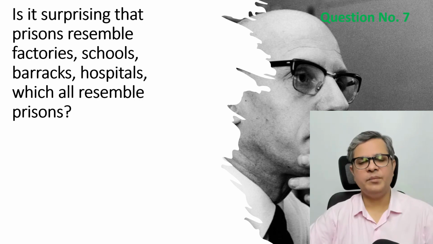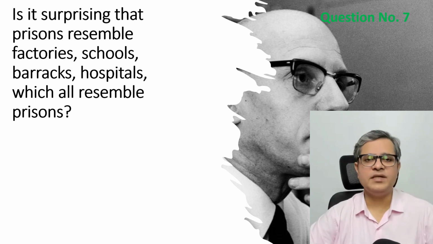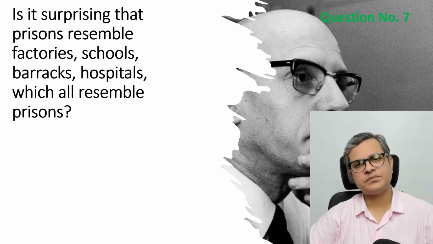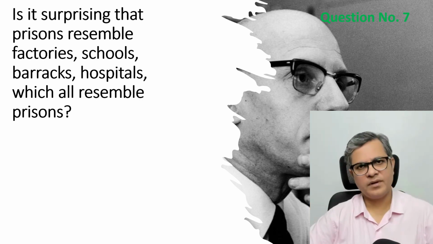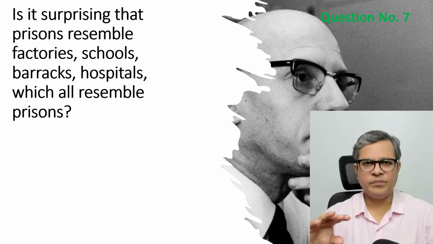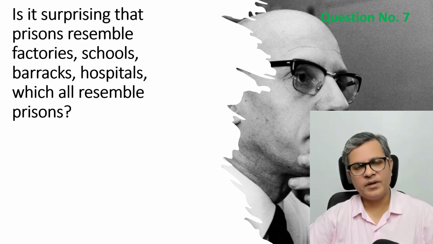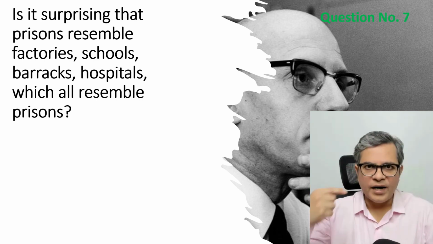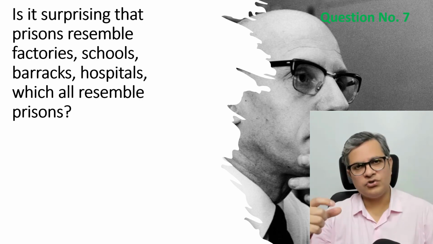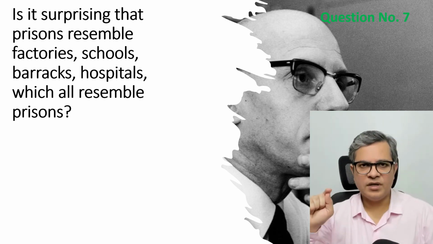Foucault, Michel Foucault, the images of Michel Foucault. In his book Discipline and Punish, he writes, is it surprising that prisons resemble factories, schools, barracks, hospitals, which all resemble prisons? See how Foucault got this idea. When we identify that, now we can emulate Foucault. So you need to identify what sociological idea Foucault is picking here.